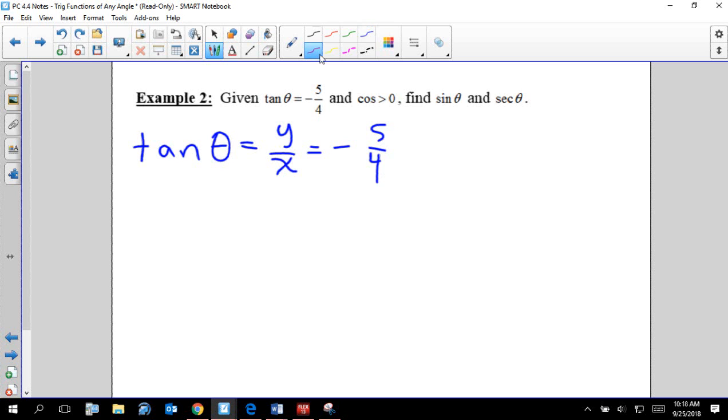No. But then we keep reading and we see cosine is greater than 0. What do we know about cosine? It's x. So it can't be 4. So 4 has got to be positive. That means 5 has to be negative. So this ordered pair, now this is reduced, but this ordered pair would be 4, -5. So now we can draw it.